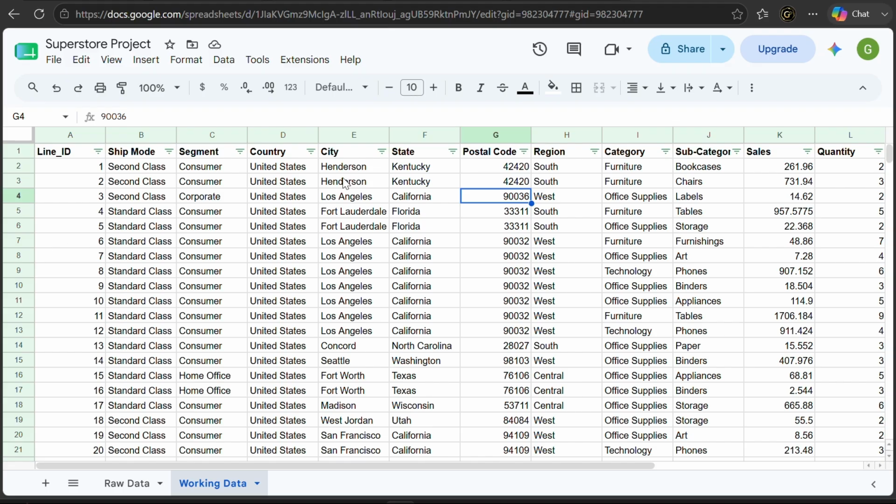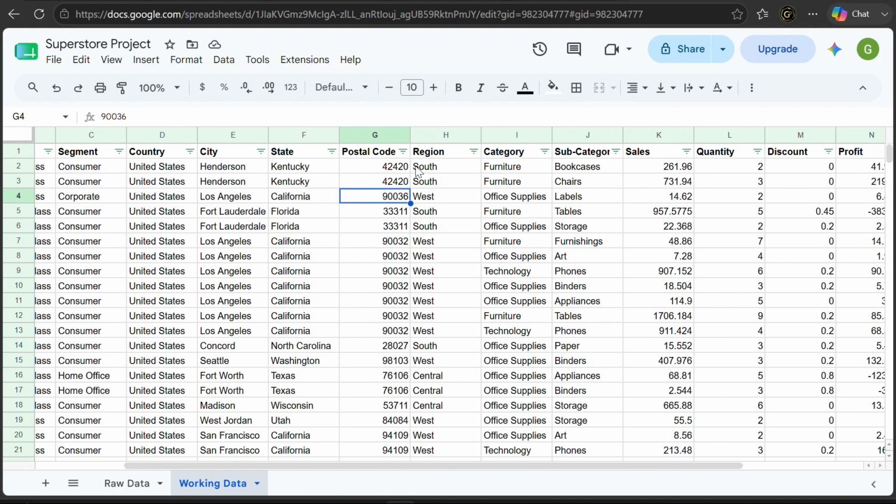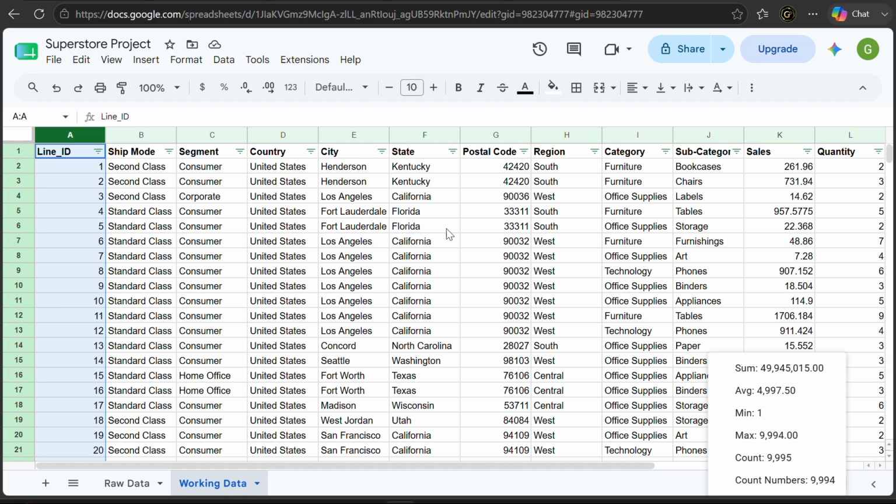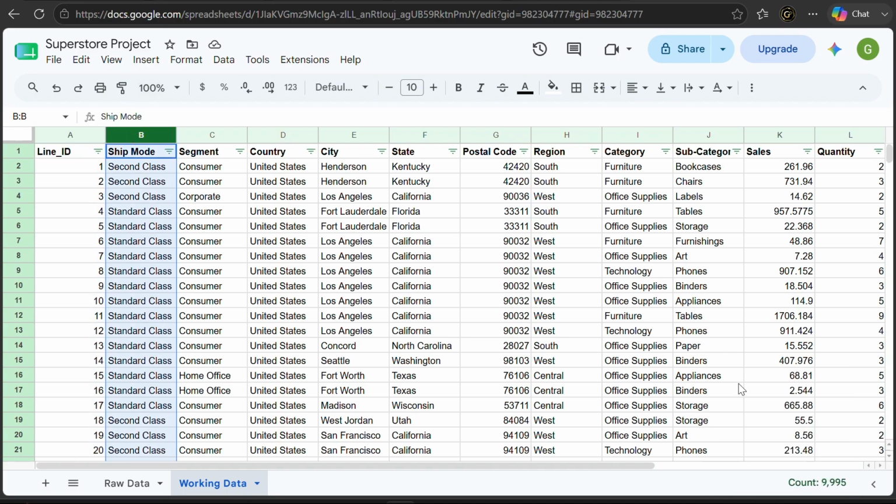Check your categories column, for example, and let's see how many rows we have. You check the count here. The count is 9,995. That means that yes, our data set is complete. Next, let's click each of these column headers. Just come here, you can see 9,995. Our data set is actually complete. I'm not sure there's any missing row.